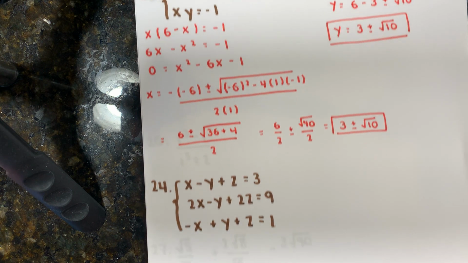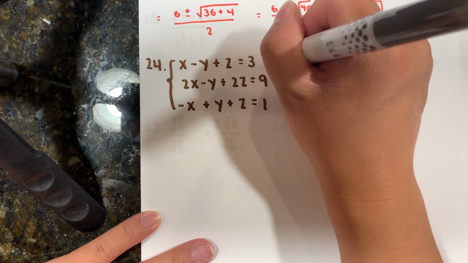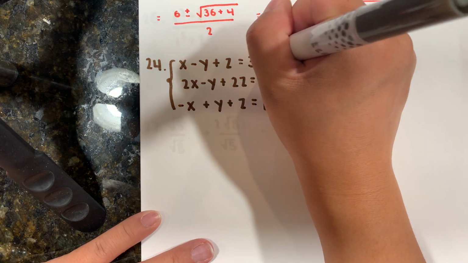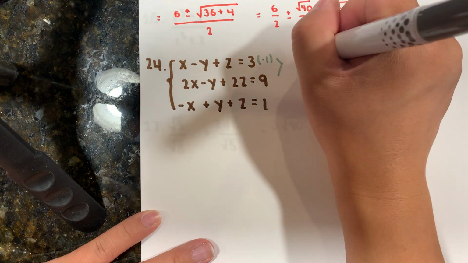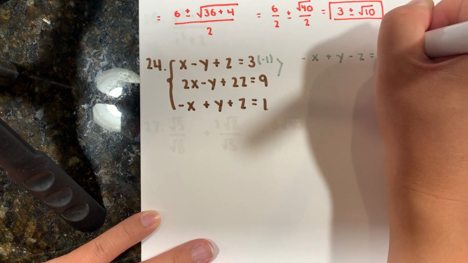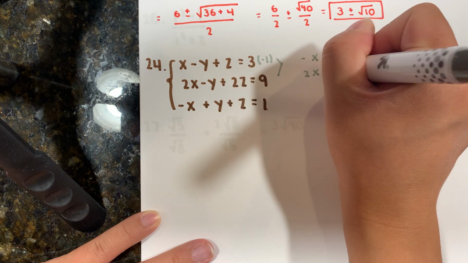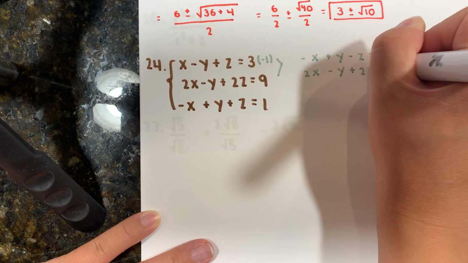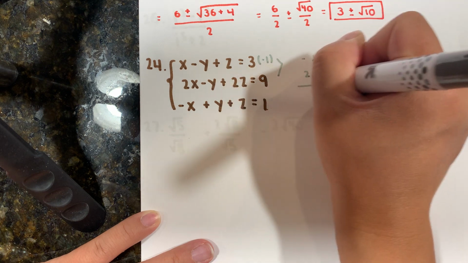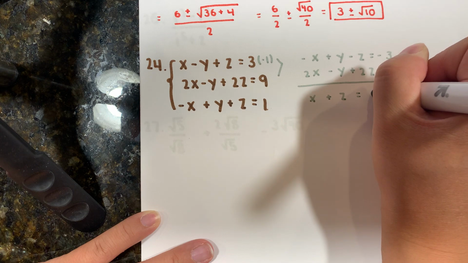Now moving on to number 24. The goal here is going to be to eliminate one of your letters when you add the two equations together. So I'm actually going to choose to eliminate y. So what I need to do is multiply this equation by -1. That would give me negative x plus y minus z equals -3. I would be adding that to 2x minus y plus 2z equals 9. So that is going to give me x plus z equals 6.